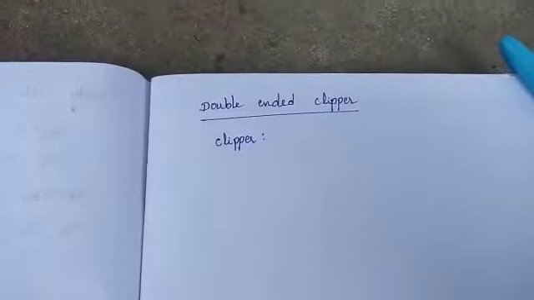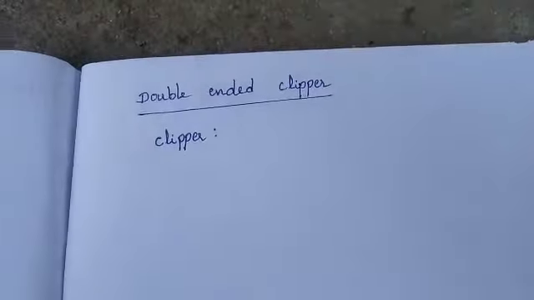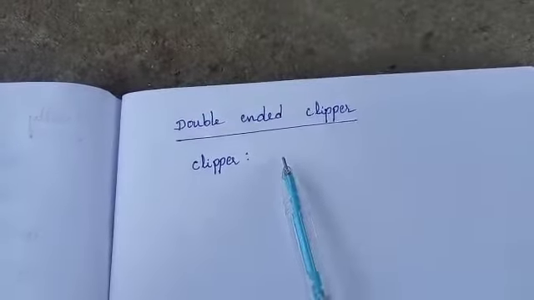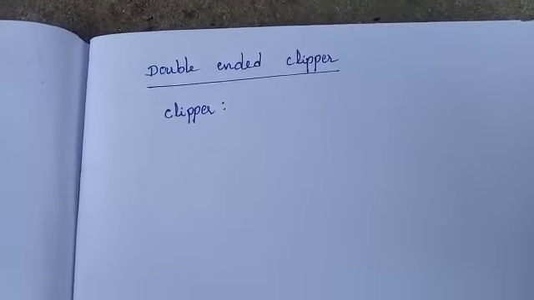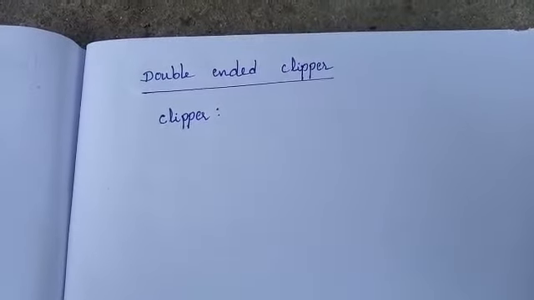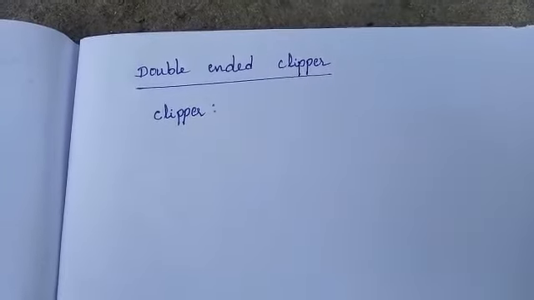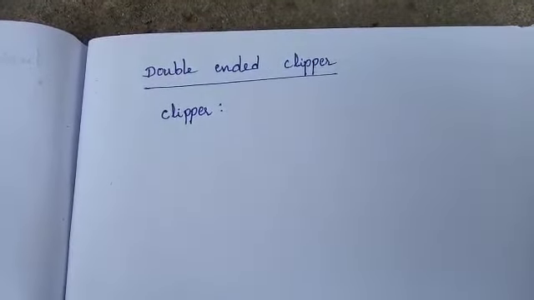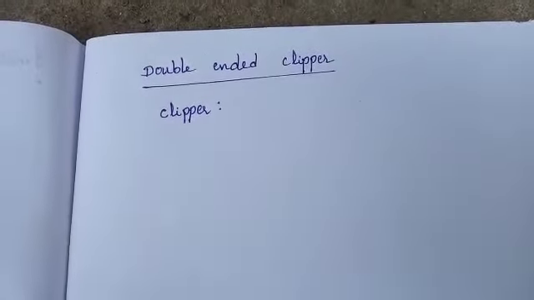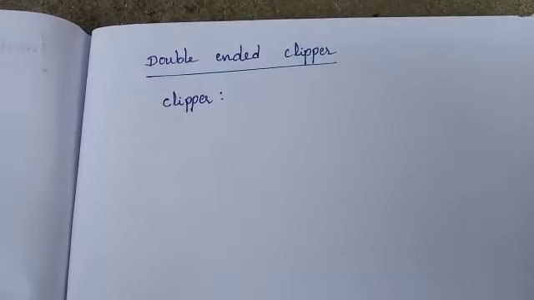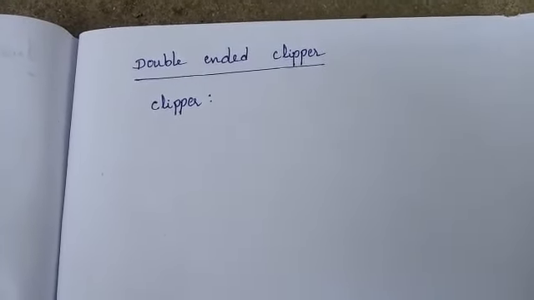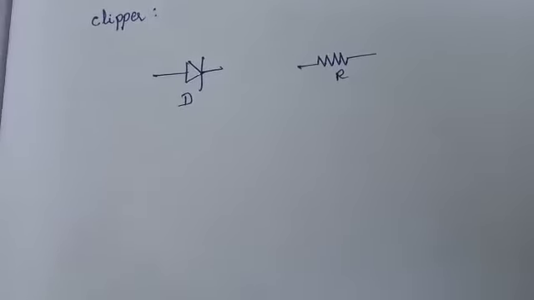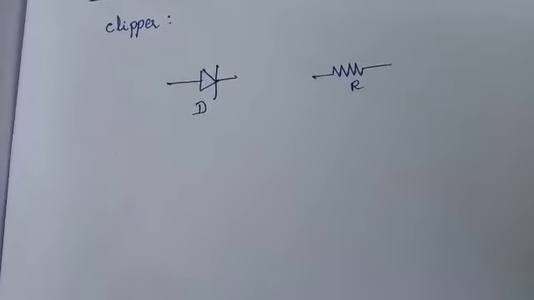Today I'll discuss the double-ended clipper. Before starting, we'll first discuss what is meant by a clipper. A clipper is a circuit which clips off, or cuts off, some portion of the input signal. That portion can be in the positive, in the negative, or a combination of both positive and negative. Here, the double-ended clipper means that the clipping happens in the positive portion as well as in the negative portion. Any clipper can be implemented by using a diode and a resistor.